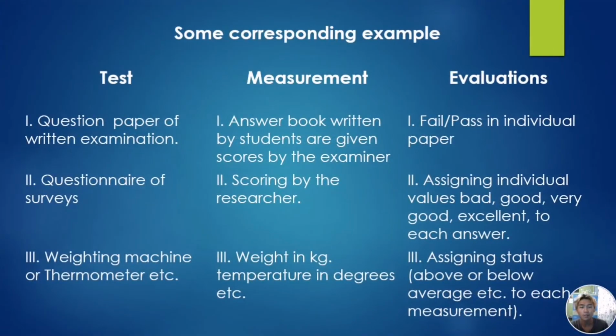So, here are some corresponding examples. Test: question paper or written examination. Measurement: answer books written by students are given scores by the examiner. Evaluation: ito yung fail, pass, individual paper. Questionnaire or survey: scoring by researcher, assigning individual values bad, good, very good, excellent to each answer. Weighing machine or thermometer, etc.: weight in kilograms, temperature in degrees, etc. Assigning status above or below average to each measurement.